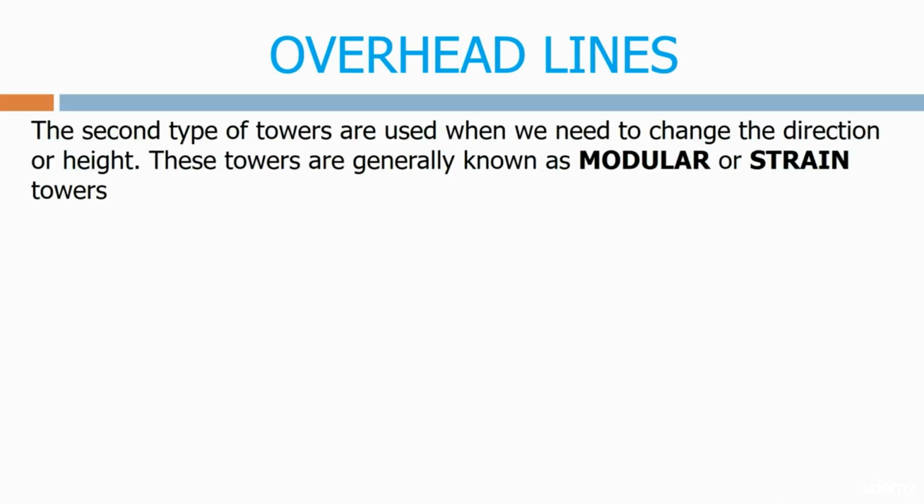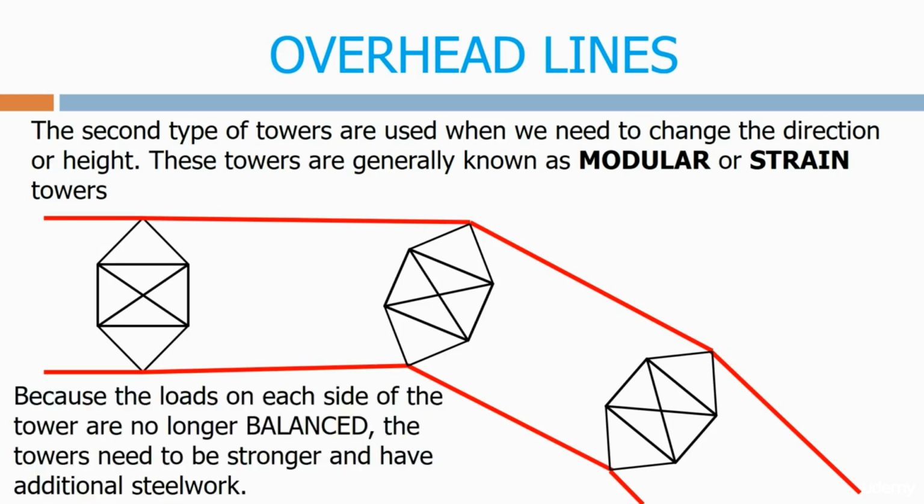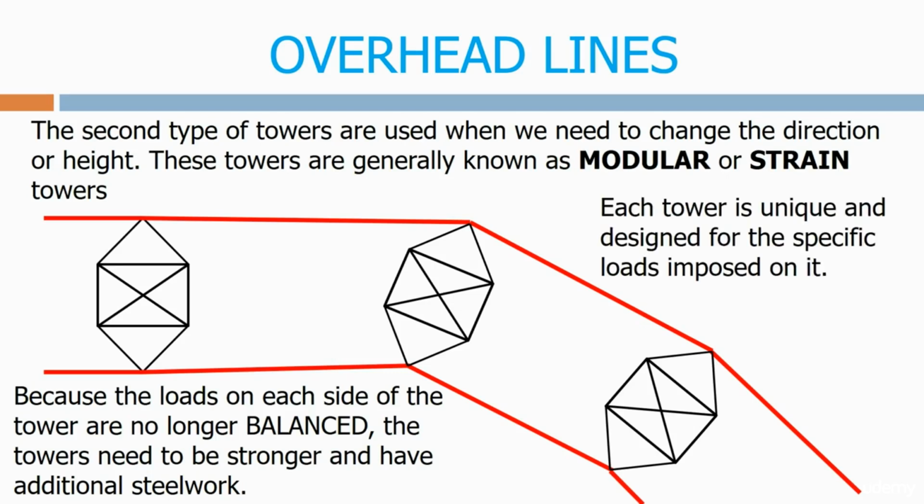The second type of towers are used when we need to change the direction or height. These towers are generally known as modular or strain towers. Because the loads on each side of the tower are no longer balanced, the towers need to be stronger and have additional steelwork. Each tower is unique and designed for the specific loads imposed on it.